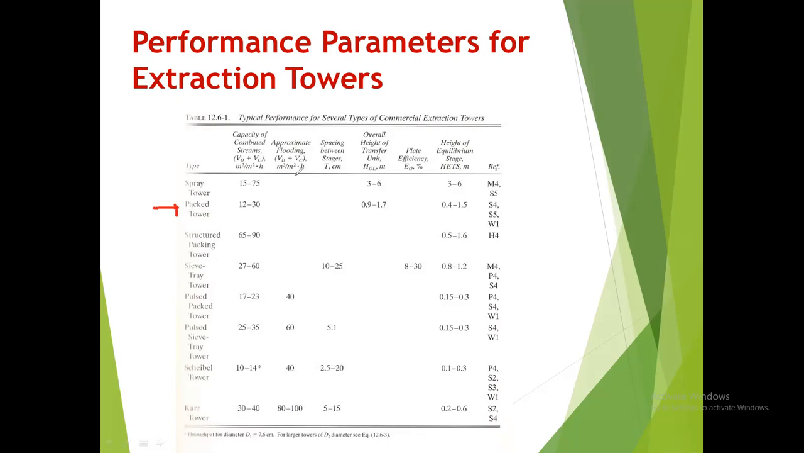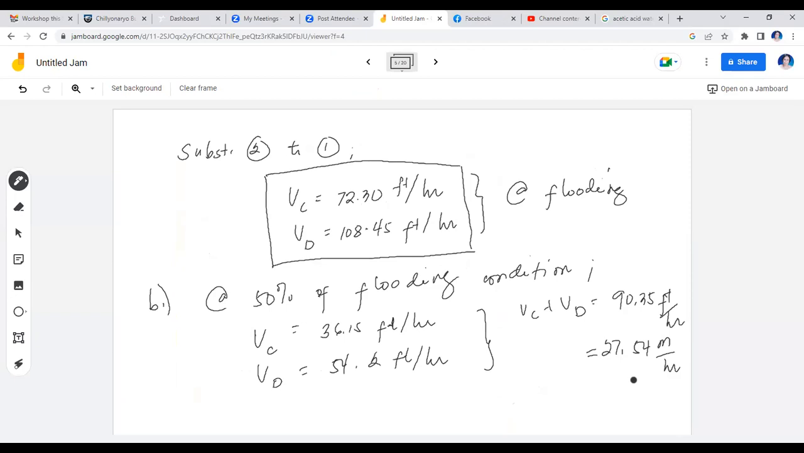Now, since we are on this table already, since we have a packed tower, then we might as well get the HETS here for our letter C later on. The height equivalent to one theoretical stage. So 0.4 to 1.5. We need it later in determining how tall our column should be. Okay, so 12 to 30. So I'll erase my markings, and then go back to the job board. So 27.5. So in the table, we have up to 30.